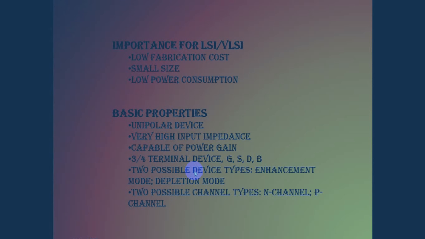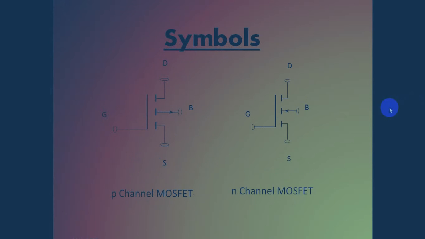It consists of two important modes, the enhancement mode and the depletion mode. And two channels, as we all know, it can be either a P channel MOSFET or an N channel MOSFET. These are the symbols of a P channel MOSFET and an N channel MOSFET. These are the three terminals in both cases: drain, then gate, and this is source, and this one is the body substrate terminal.